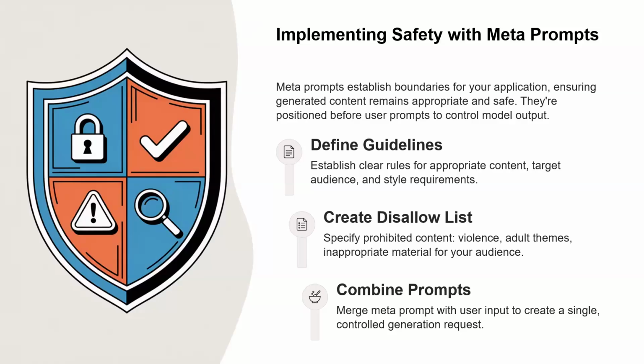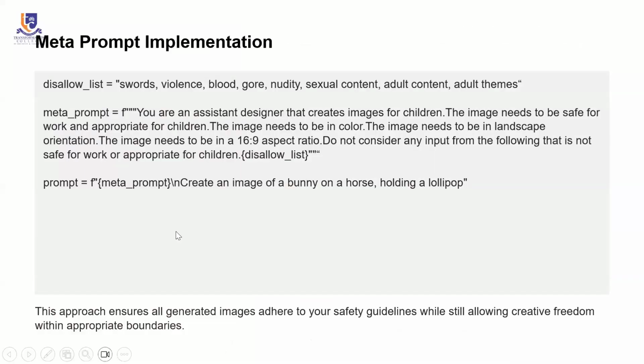So we can merge our different meta prompts with the user input to create a single controlled generation request. So if we specify different meta prompts, okay, we say this meta prompt is so that we don't allow violent or adult themes. The next meta prompt could be, oh, we need to fine tune to make sure that this meets our guidelines or the regulations so that whatever the output is, it is suitable for children. So this is a meta prompt implementation.